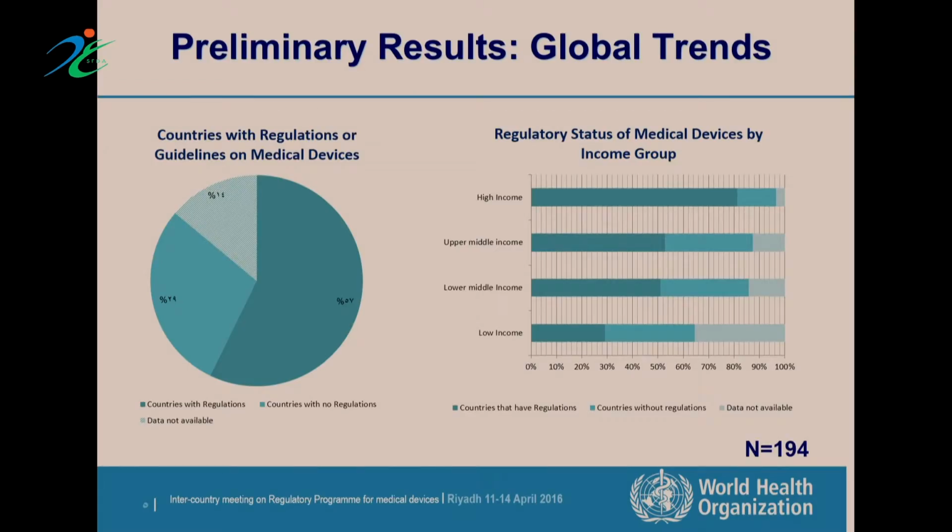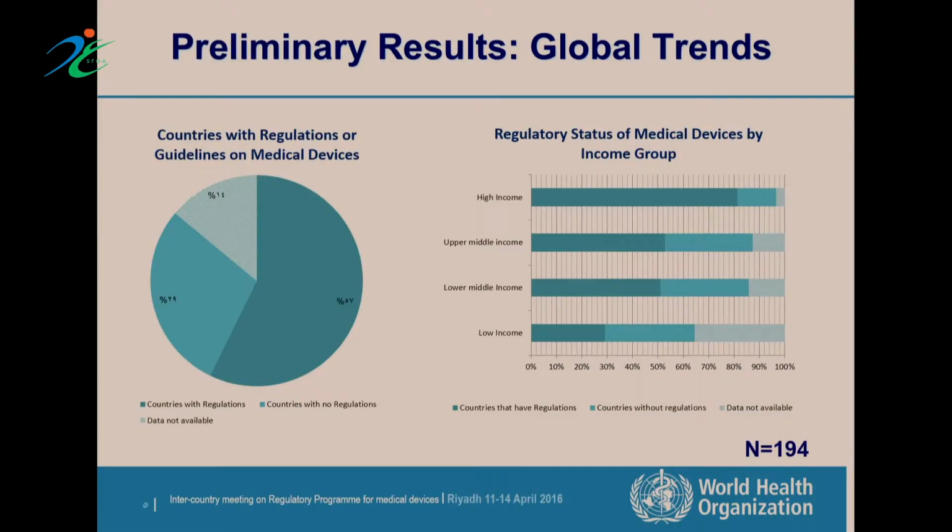On the global trends in medical devices regulation, 57%, so 110 countries regulate. 29%, 57 of the 194 member states, say we don't regulate, and for the rest we don't have any information. We tried through country offices, through direct contacting for the information, but we couldn't obtain it. If you look at the regulatory status according to income group, you can see that the low-income countries regulate less than the high-income countries. The high-income countries approximately 80%, and low-income countries about 30%.